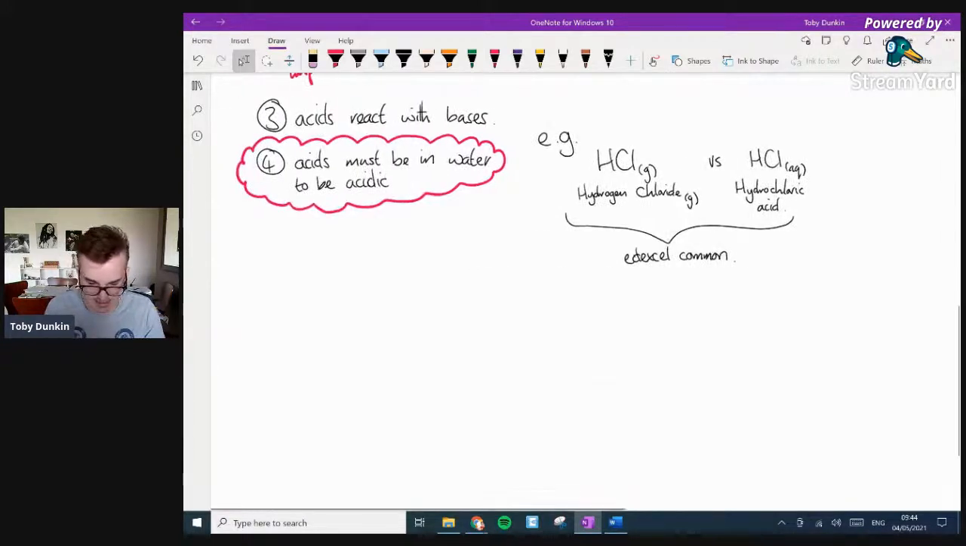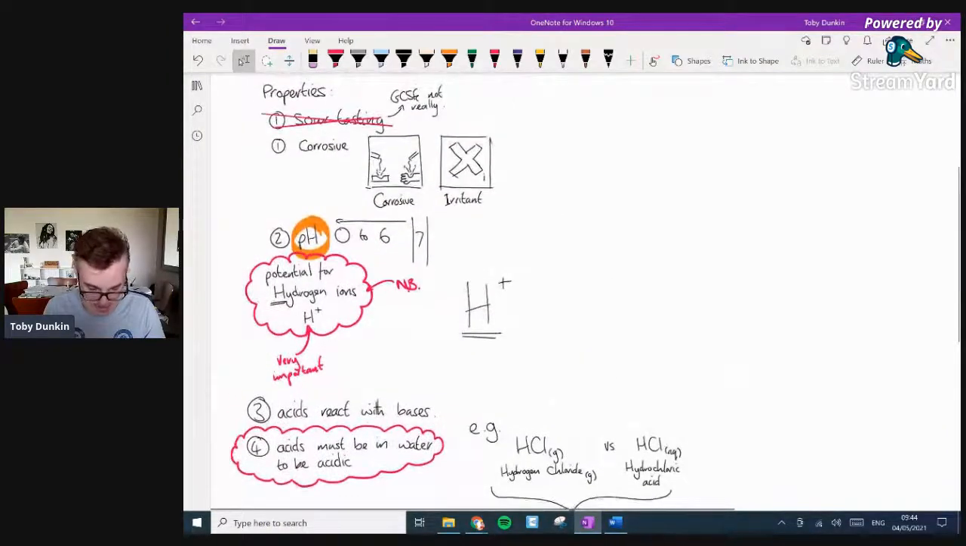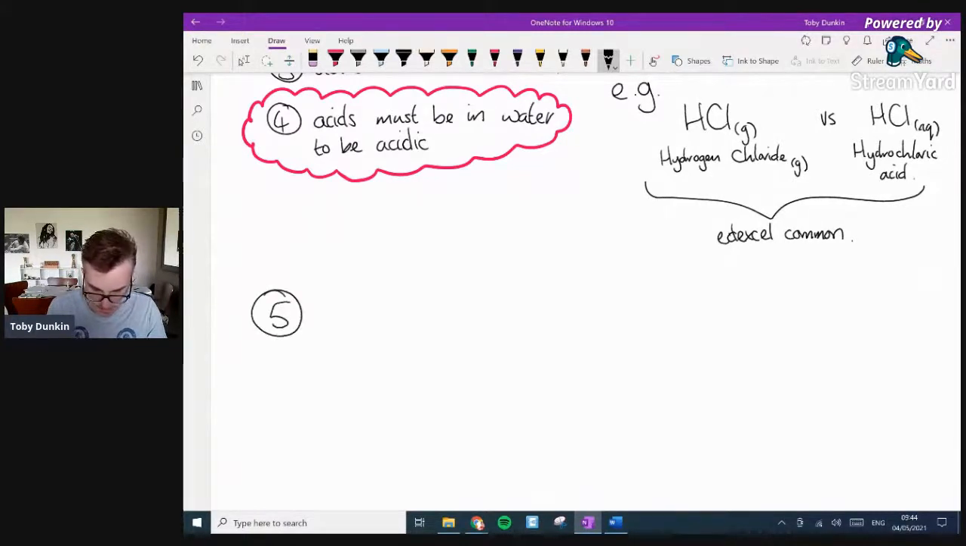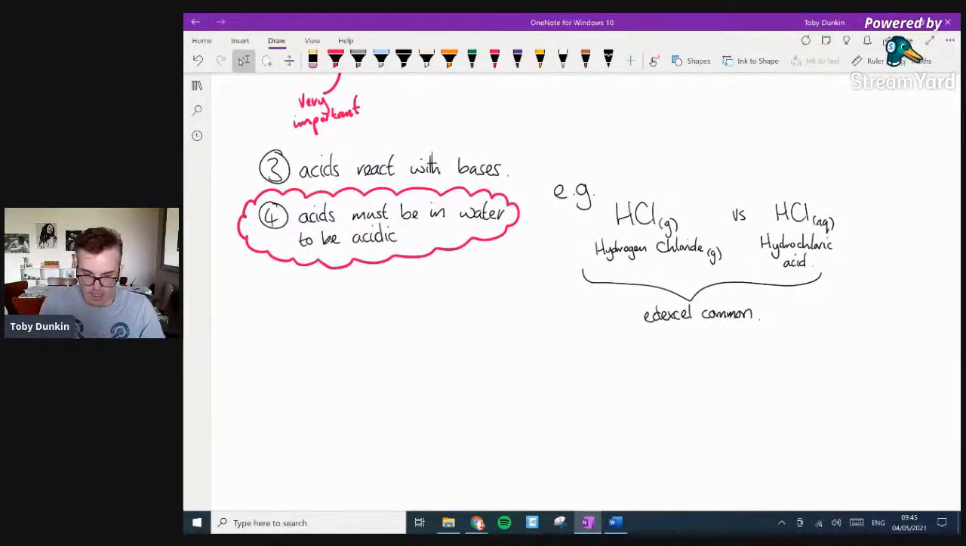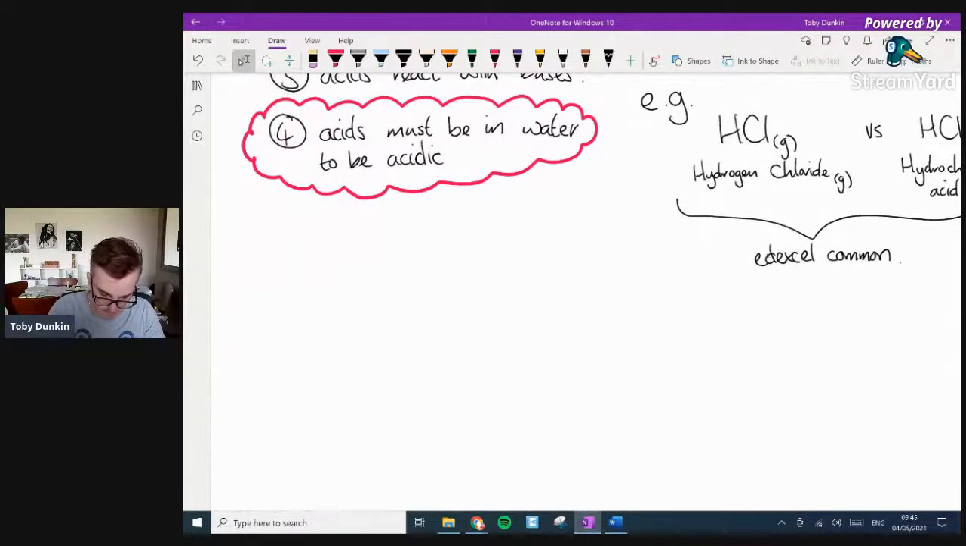Right. So acids are not acids unless they're in water. Okay, so we've covered the acids. We need colors. This is where we're going into our indicators. So this is property number 5. I'll do it in indicators. No, I'll leave it there. Okay, so we've covered acids. Let's now go to bases.